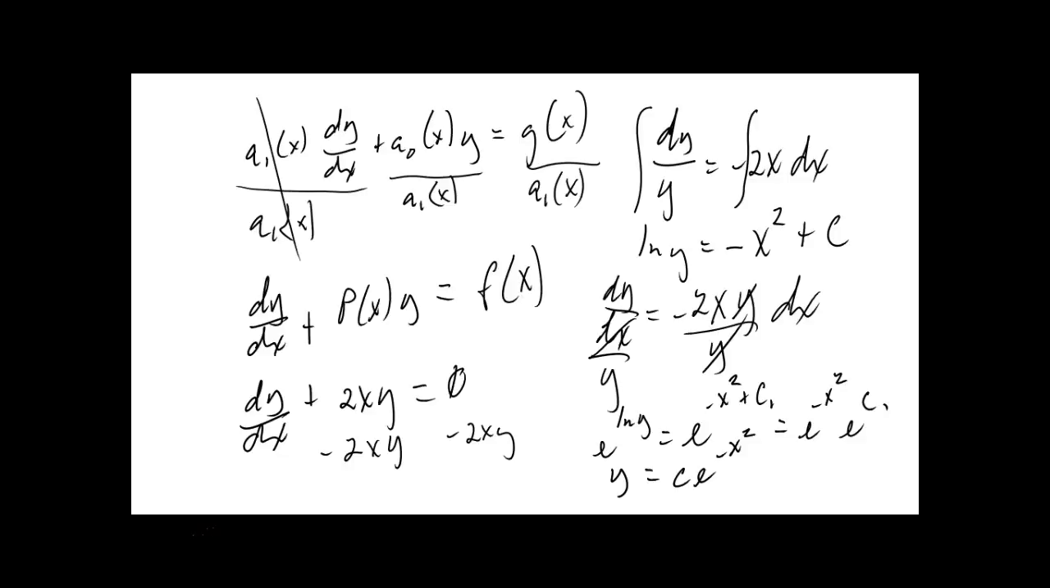We didn't have to do that. They didn't do it in the book, but I thought it wouldn't be a bad idea to do it. Now, by the way, if written in this form, our p of x here was 2x, and our f of x was 0. I think we already mentioned that. But let's look at another couple of them.